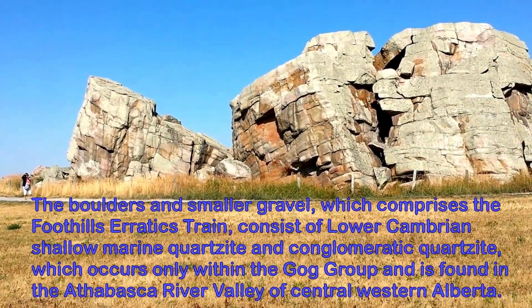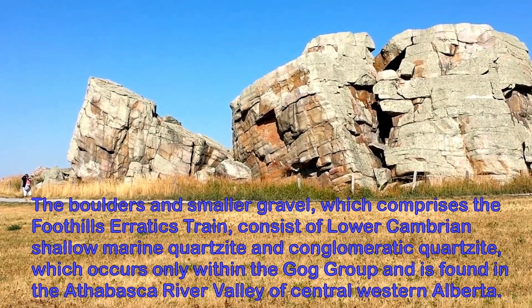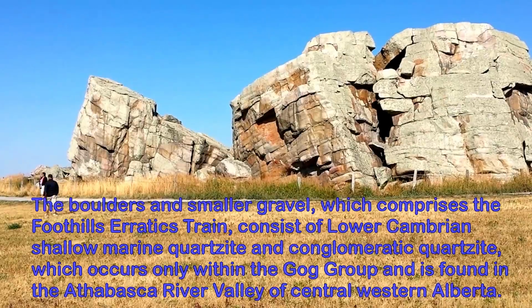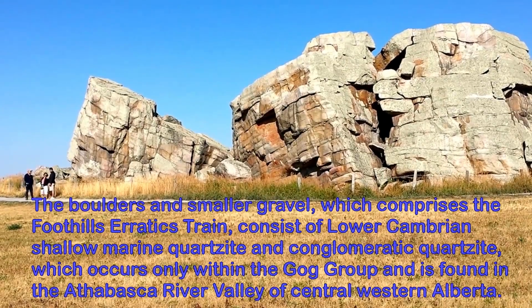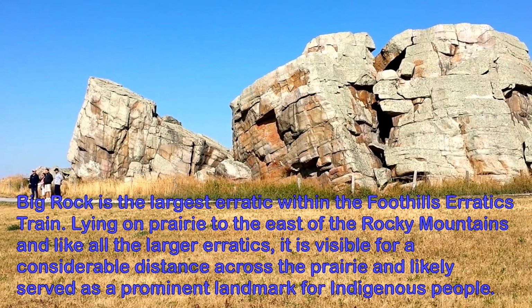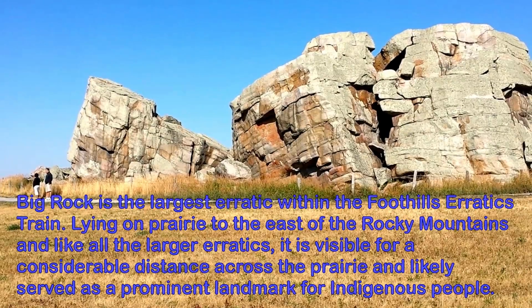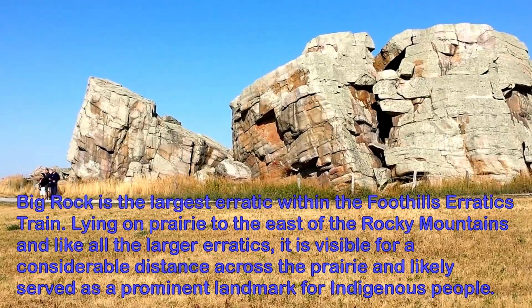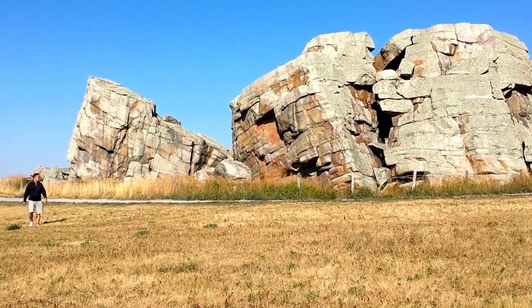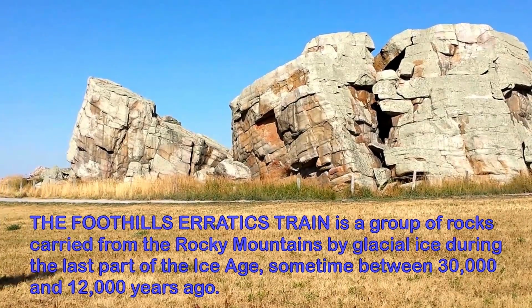Lying on prairie to the east of the Rocky Mountains, and like all the larger erratics, it is visible for a considerable distance across the prairie and likely served as a prominent landmark for indigenous people. The Foothills Erratics Train is a group of rocks carried from the Rocky Mountains by glacial ice during the last part of the Ice Age, sometime between 30,000 and 12,000 years ago. This ice flowed southeastward along the edge of the main continental ice sheet and deposited the rocks in a narrow belt. This enormous quartzite block was carried here on the surface of a glacier.